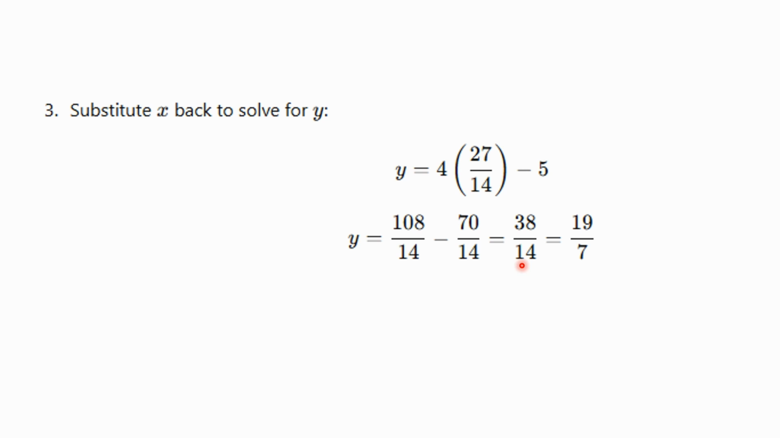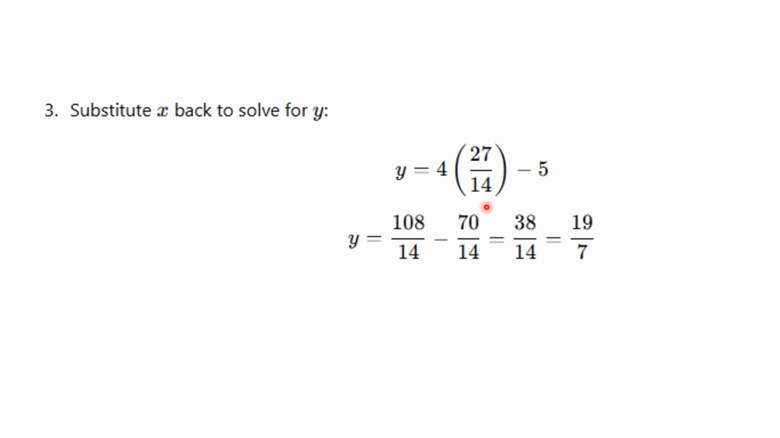Step number 3, we can substitute that value of x back in and solve for y, which then gives us y equals 4x minus 5. And then again, we substituted the 27 over 14 for x, which then, if we go ahead and multiply this out, 4 times 27, we're going to get 108 over 14.